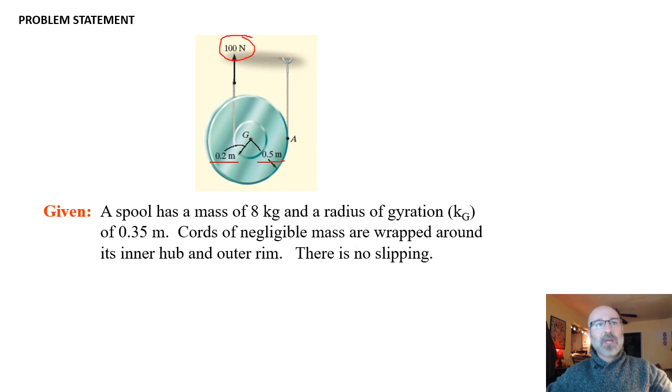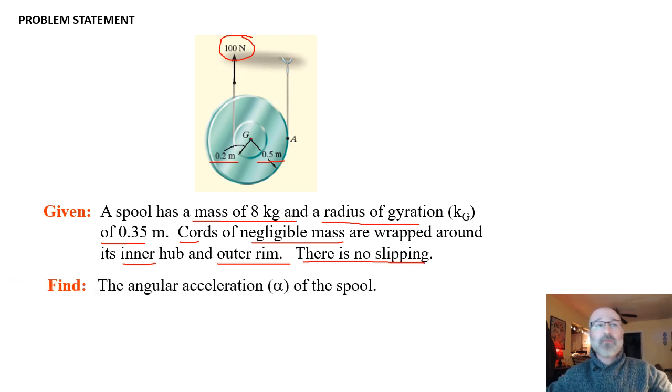Now, our problem statement tells us that the spool has a mass of 8 kilograms and a radius of gyration given to us as 0.35. They also tell us that the cords are of negligible mass, so we can ignore the mass of those, and they're wrapped around its inner hub and outer rim. They also tell us that there is no slipping as one of our assumptions. So what do they want us to solve for? They want us to find the angular acceleration, or our alpha term, of the spool.